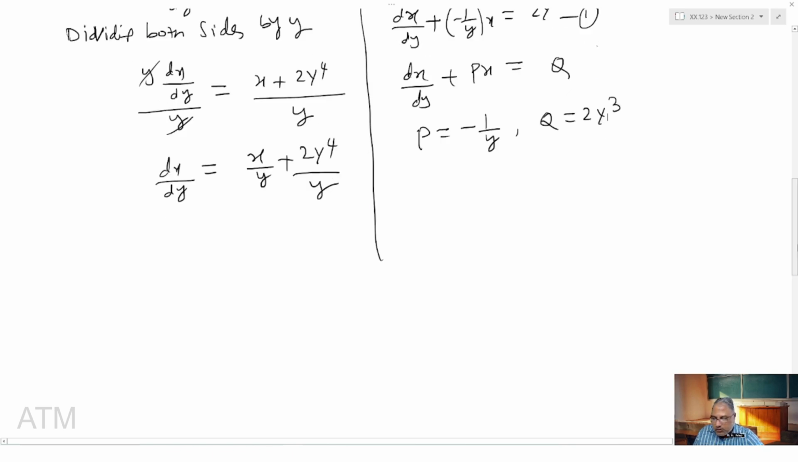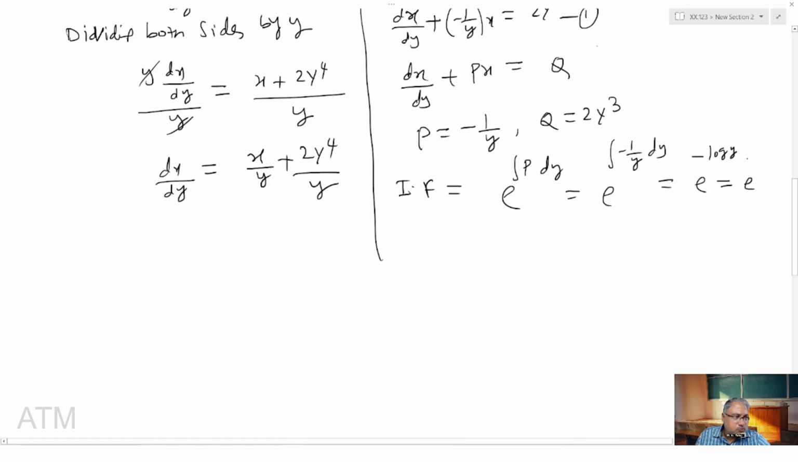So now we'll find the integrating factor. The integrating factor equals e raised to the integration of P dy, that is e raised to the integration of minus 1 upon y dy, that is e raised to minus log y, which equals e raised to log y raised to minus 1, which equals y raised to minus 1, which equals 1 upon y. Therefore, the integrating factor equals 1 upon y.